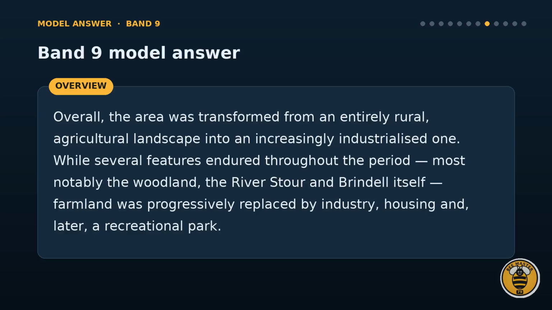The overview. Overall, the area was transformed from an entirely rural, agricultural landscape into an increasingly industrialized one, while several features endured throughout the period, most notably the woodland, the river Store and Brindell itself. Farmland was progressively replaced by industry, housing and, later, a recreational park.